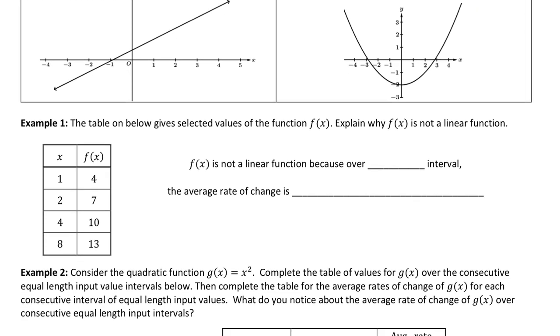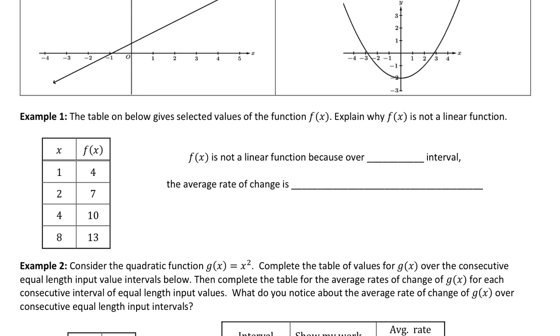Example 1 says the table below gives selected values of the function f of x. Explain why f of x is not a linear function. Let's check out the average rates of change over these intervals. This is any interval because a linear function should be constant over any interval.